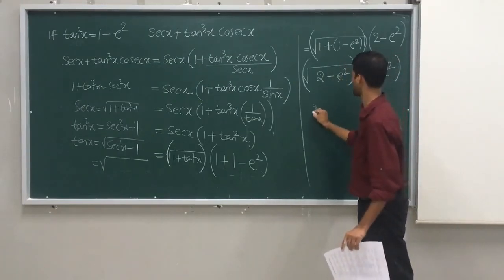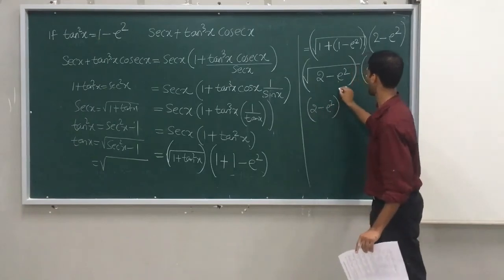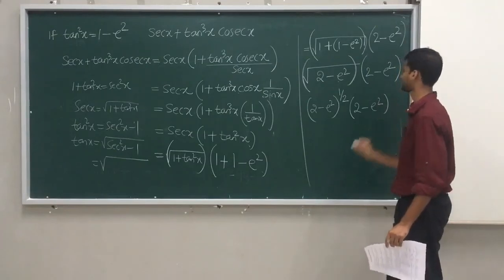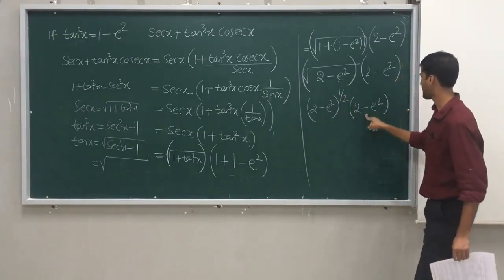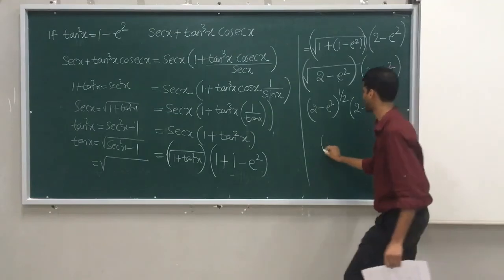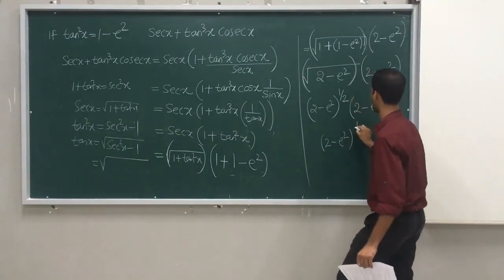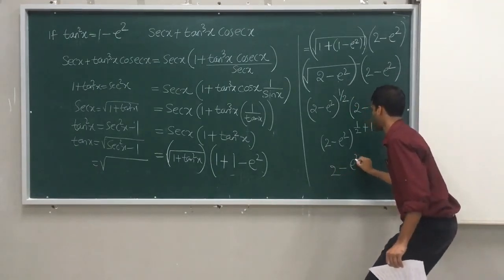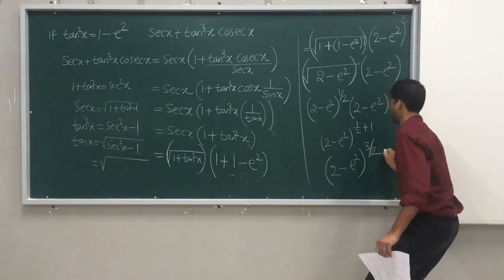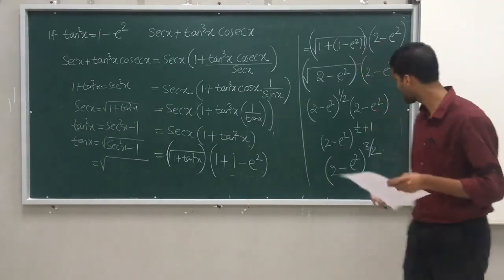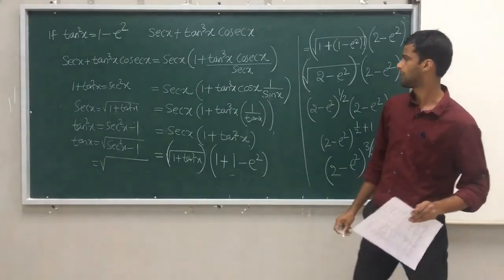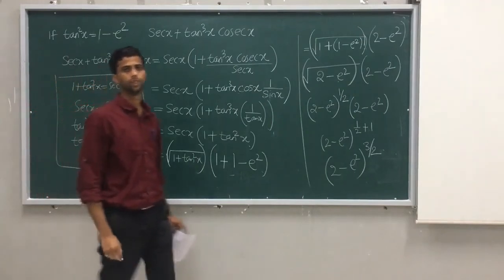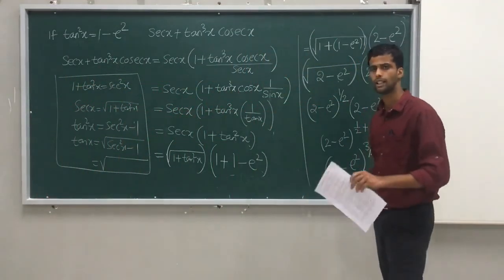Square root of 2 minus t square can be written as 2 minus t square to the power 1 by 2, right? Into 2 minus t square. A power m, a power n, here we have 2 minus t square to the power 1 by 2 plus 1. A power m into a power n. 1 by 2 plus 1 can be written as 3 by 2, you just take LCM. So 2 minus t square to the power 3 by 2 is the right answer for this particular question. It is because of this calculation. So all you need is logic behind it.